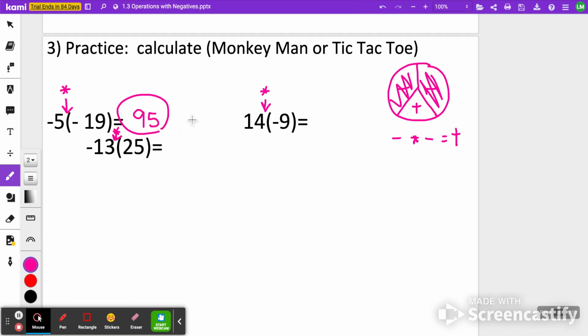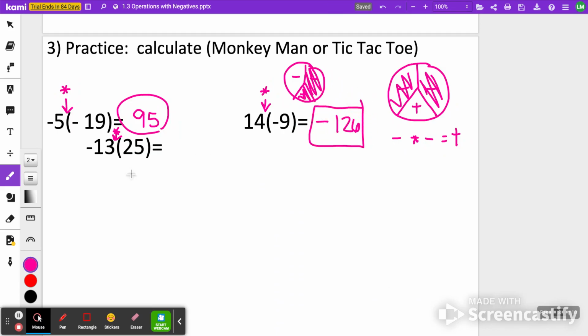Okay, if I try that with 14 times negative 9, again, try with Monkey Man. 14 is positive, so cover up the positive. 9 is negative. That means my answer has to be negative. 14 times negative 9 is negative 126.